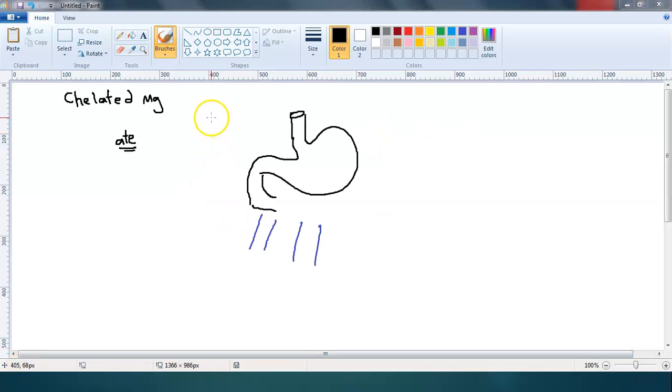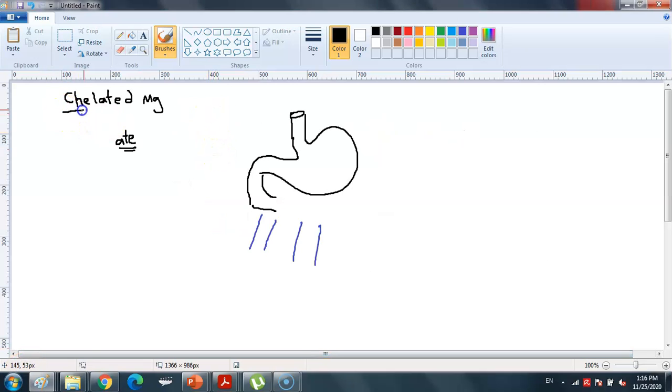Now let's have a look at the chelated magnesium. What's the chelated magnesium? Magnesium that is combined with amino acid. That's called chelated, and we can recognize the chelated magnesium from the name that ends with ATE, like glycinate, orotate, and so on.